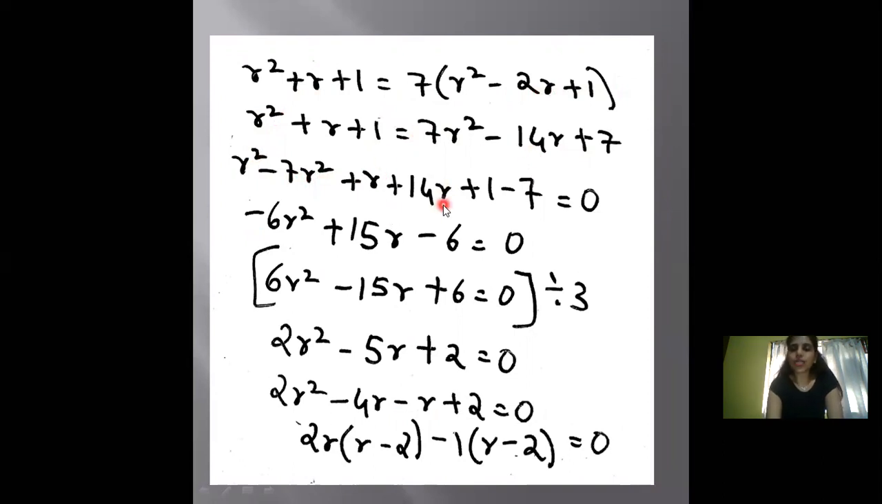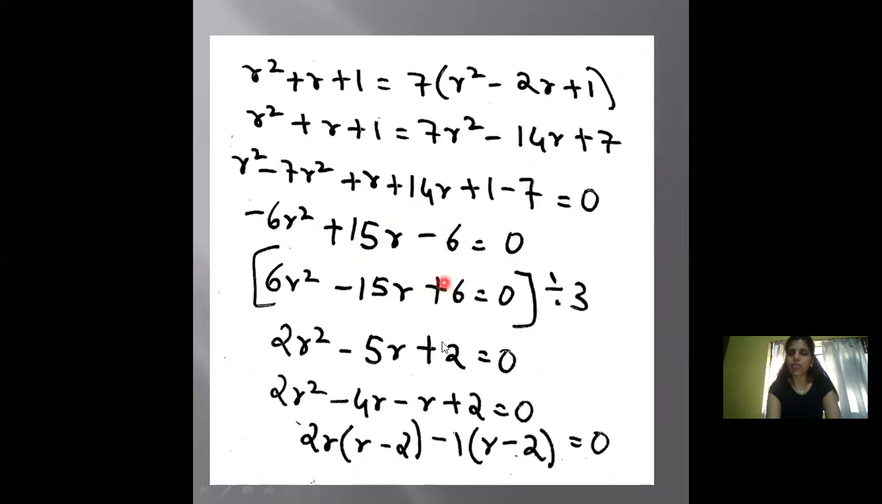When it goes to this side, it becomes plus 14r plus 1, and plus 7 goes to this side and becomes minus 7, is equal to 0. Now you get minus 6r square plus 15r minus 6 is equal to 0. I don't want a minus sign for the first term, so what I do is I change the sign throughout. So I get 6r square minus 15r.